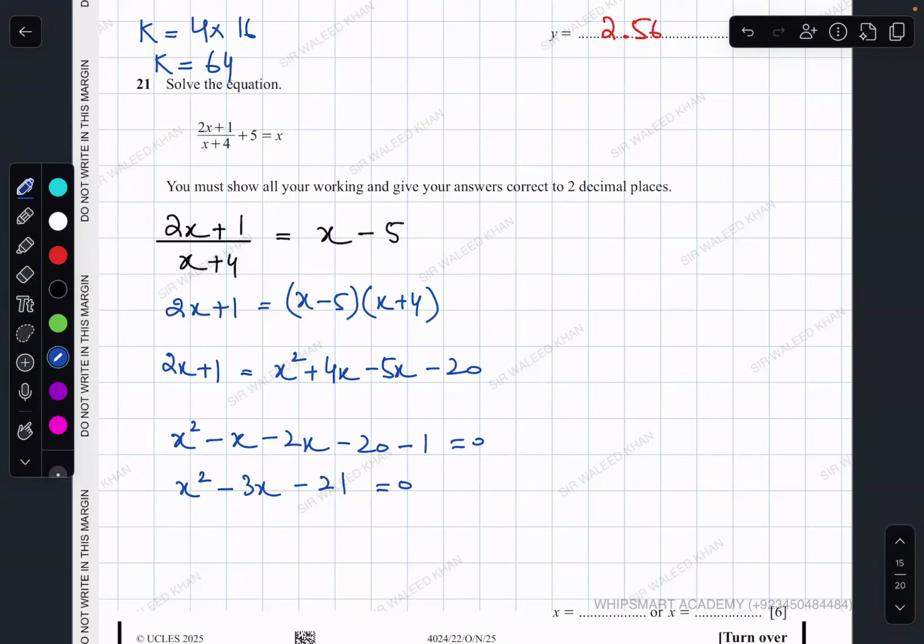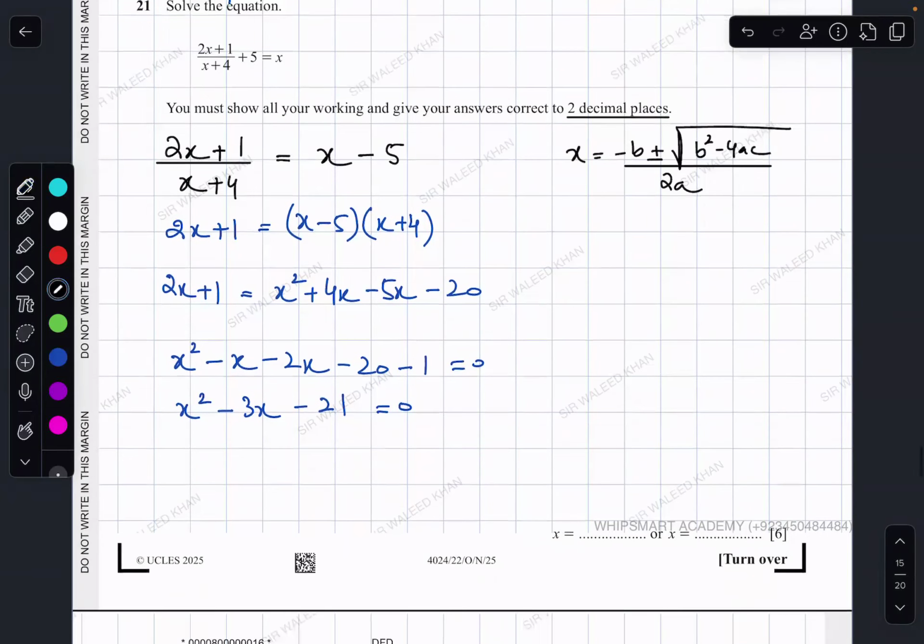Now, because they are saying to give your answer to two decimal places, that means your answer will be in decimals and your factors won't be integers, right? So don't waste your time trying to figure out factor pairs for middle term breaking. You can use the quadratic formula because they're saying two decimal places. X is equal to minus b plus minus the square root of b squared minus 4ac, divided by 2a. Over here, I have to write this so that I can compare which value is a, which is b, which is c. So a is equal to the coefficient of x squared, which is 1. The coefficient of x is minus 3. And the constant over here is minus 21.